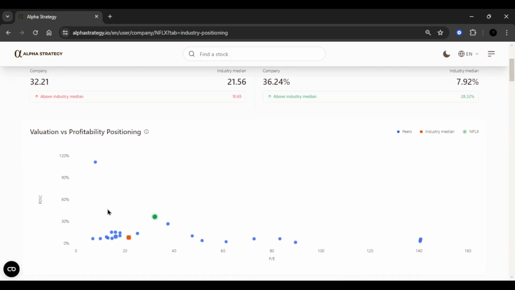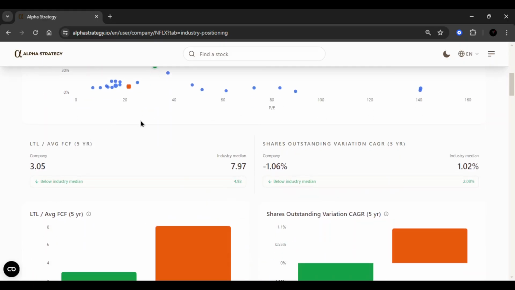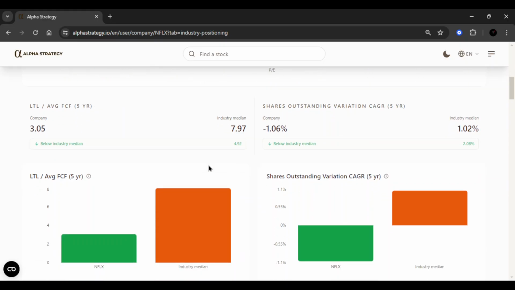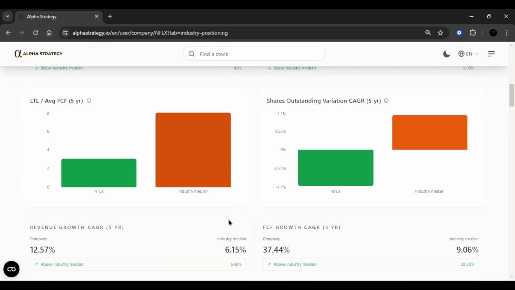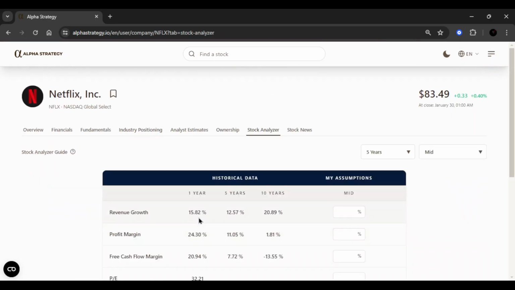And so here we can plot a graph and see who their competitors are, such as Live Nation Entertainment, Dreamland, the Walt Disney Company, etc., etc. This would be the industry median. And there are a lot of more graphs about share dilution, long-term liabilities over free cash flow to compare this company to its industry. Now, the last step would be the stock analyzer tool.